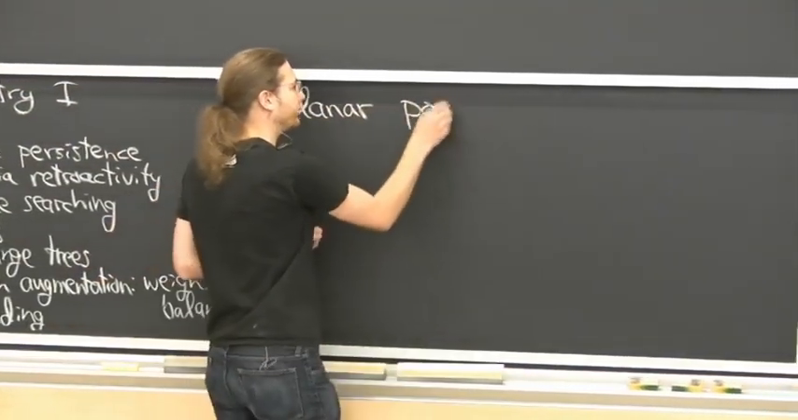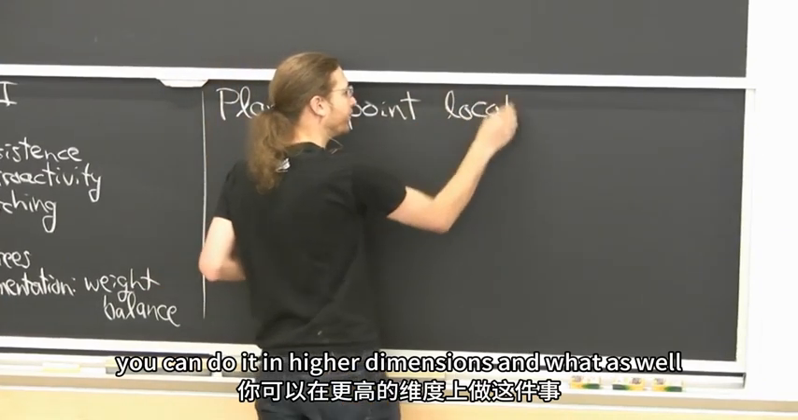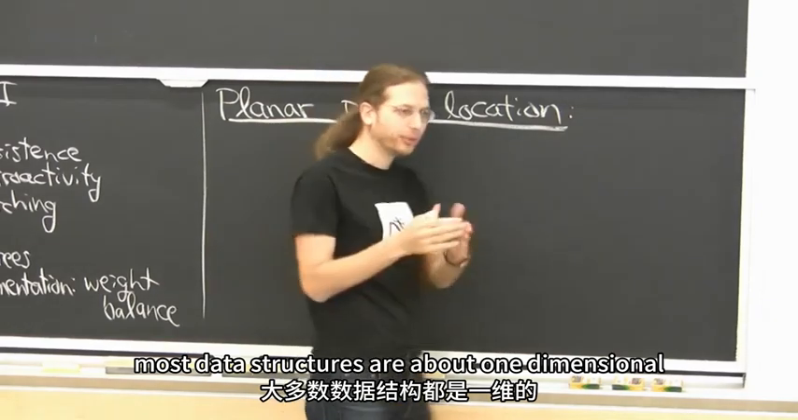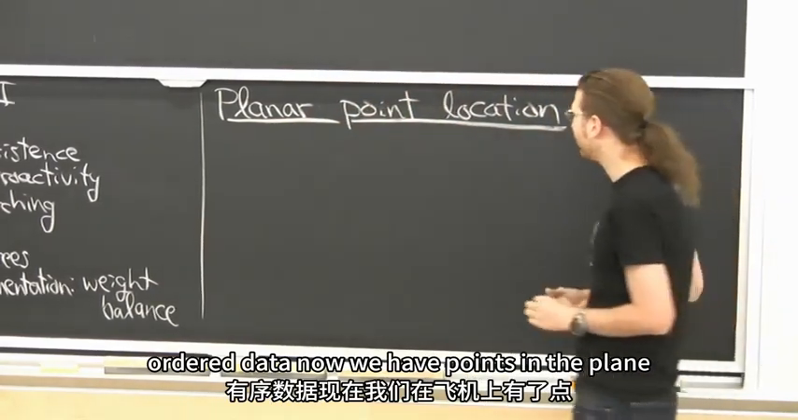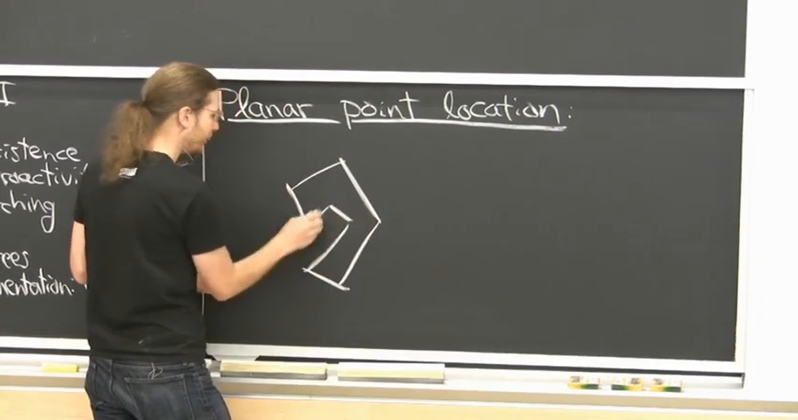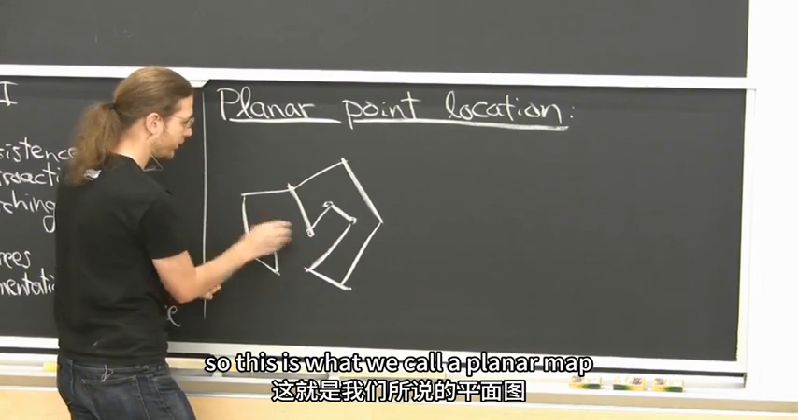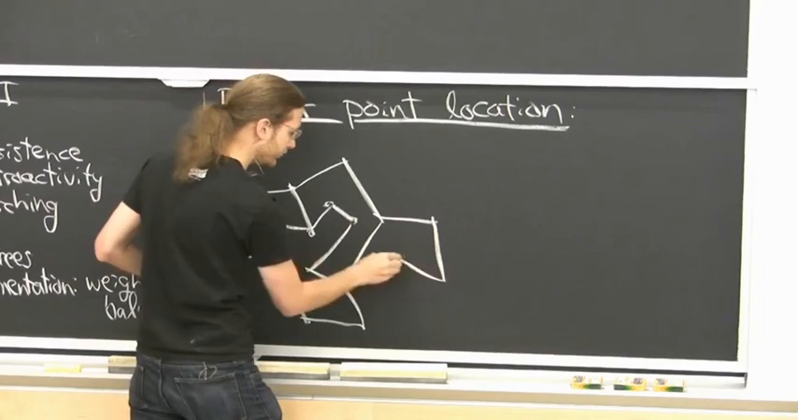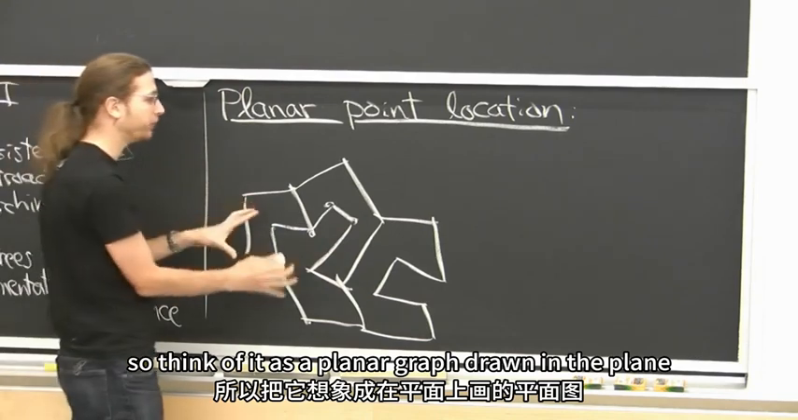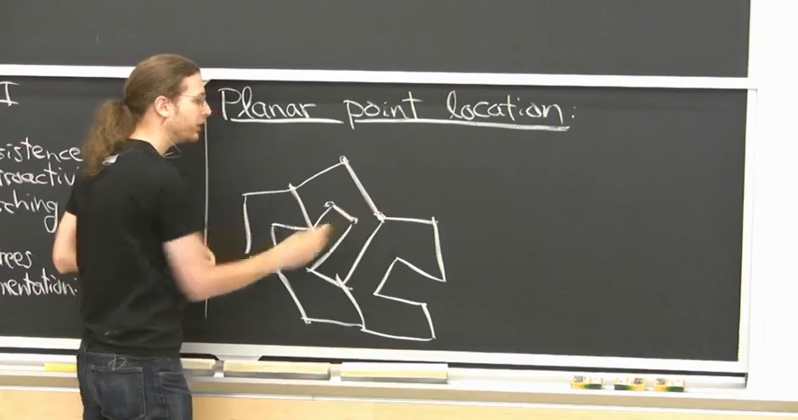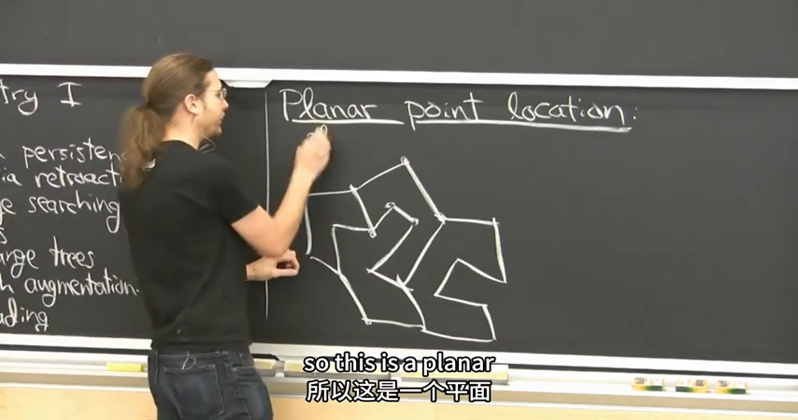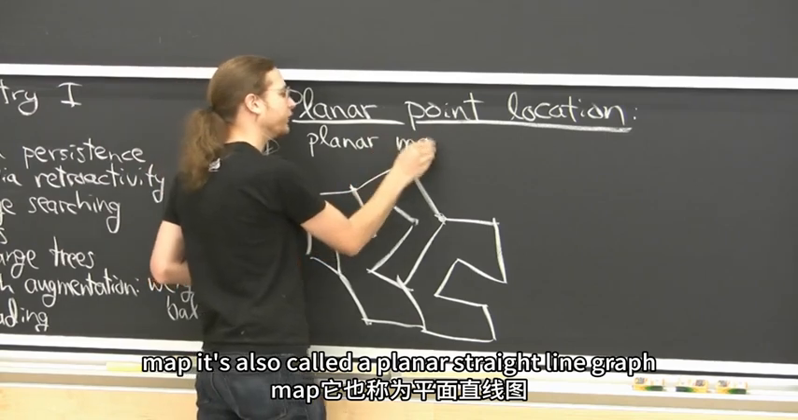Planar point location. You can do it in higher dimensions as well. In general, geometric data structures are about going to more than one dimension. Most data structures are about one-dimensional ordered data. Now we have points in the plane. We might have polygons in the plane. So this is what we call a planar map. Got a bunch of line segments and points forming a graph structure. So think of it as a planar graph drawn in the plane where every edge is a straight line segment, and none of the edges cross, let's say. So this is a planar map. It's also called a planar straight line graph.